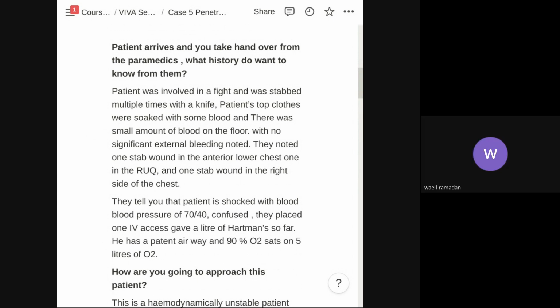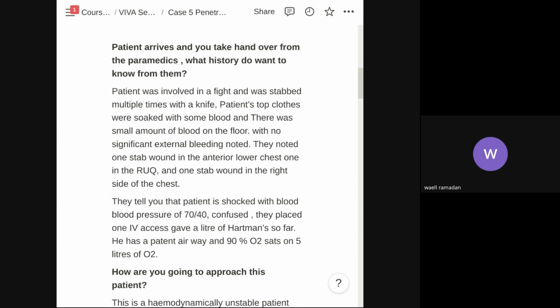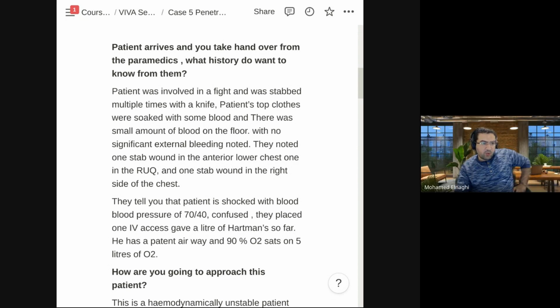Okay, so I'm going to assess this patient according to the ATLS pathway. So I will assess his airway, make sure that the airway is patent, and whether the patient is speaking freely or not. So remember, you are the trauma team leader. Okay, so you need to assign roles because you assemble the trauma team, so you need to assign roles to the team that you have.